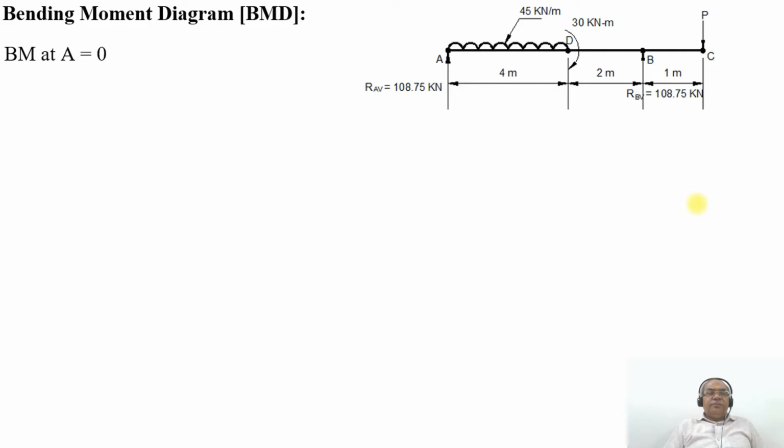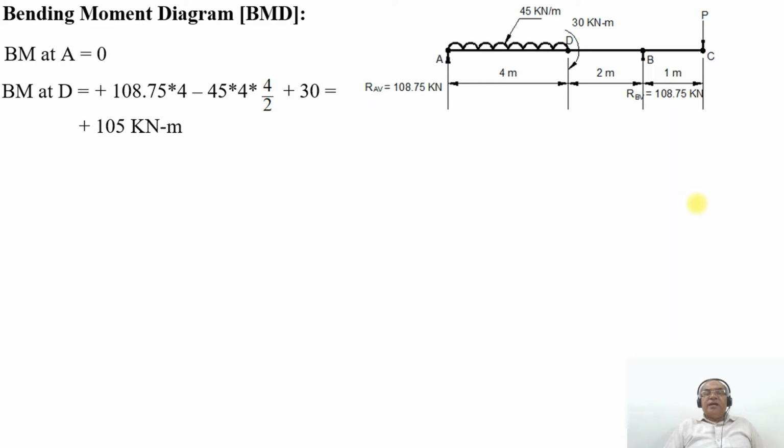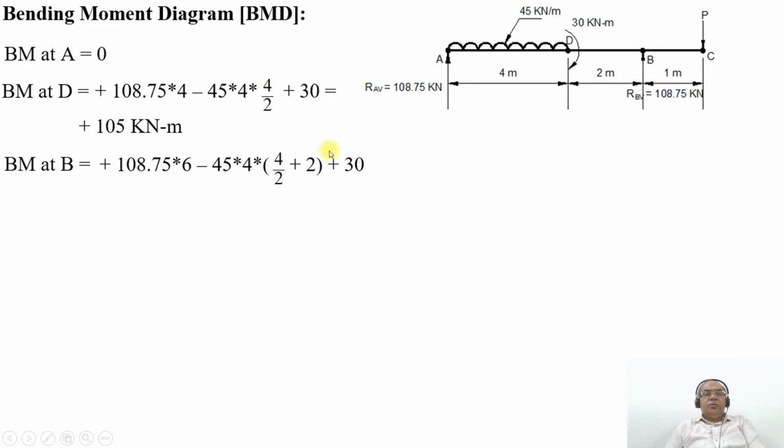So now we are going to find out the bending moment diagram. BM at A will be equal to 0. BM at D will be equal to plus 108.75 into 4 minus 45 into 4 into 4 by 2 plus 30, which will be equal to plus 105 kilonewton meter. BM at B will be equal to plus 108.75 into 6 minus 45 into 4 into 4 by 2 plus 2 plus 30, which will be equal to minus 37.5 kilonewton meter.